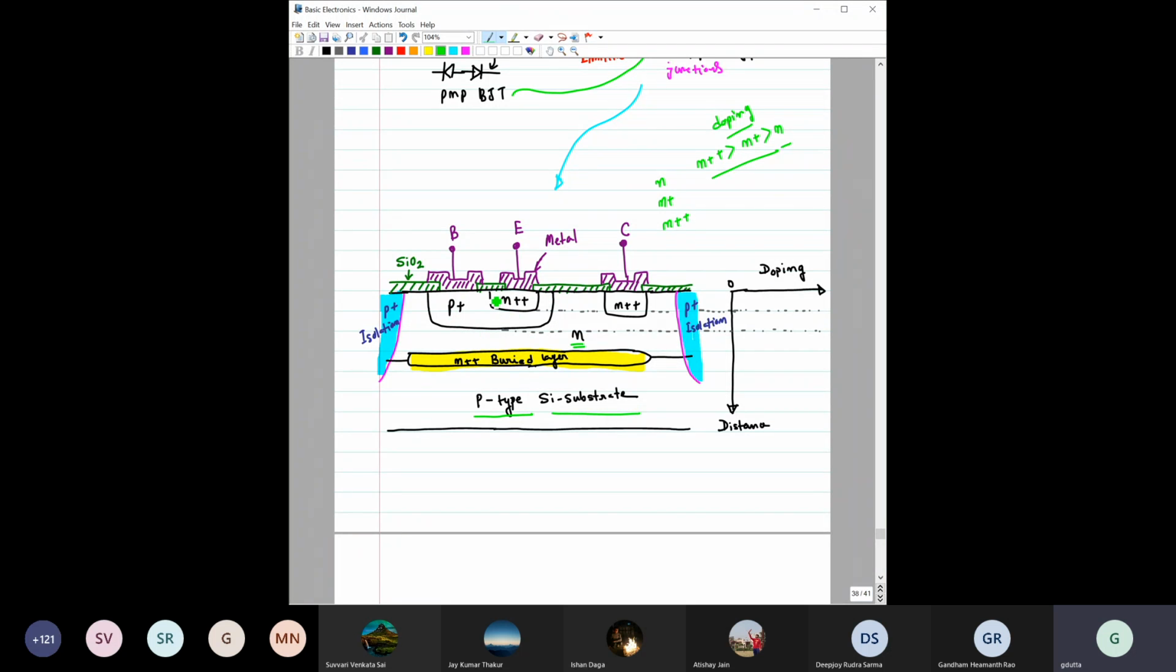Then after that, you create another opening here and create another N plus plus well. So you can see inside the P plus well, the N plus plus well is formed. If you are considering this NPN bipolar junction transistor, then this N plus plus is the first one. Then you take a contact, deposit metal, and separate one contact from the next contact by this silicon dioxide, as well as some physical separation between these two metal contacts.